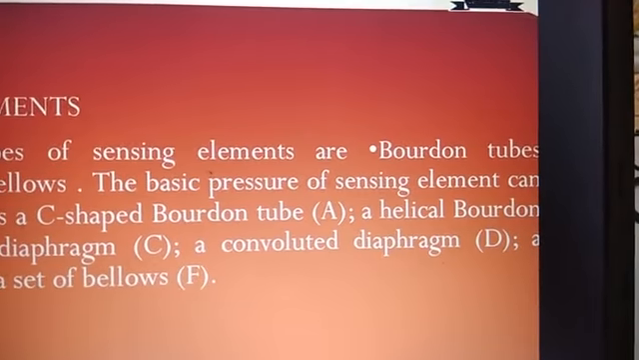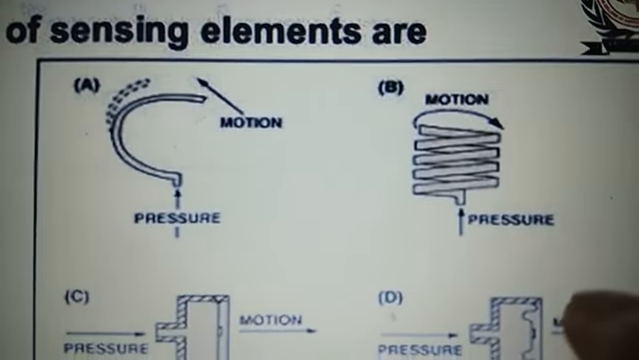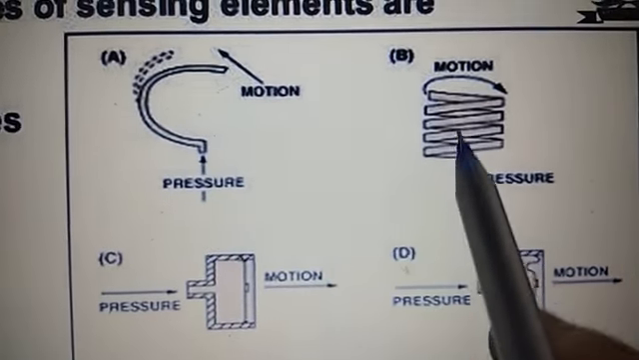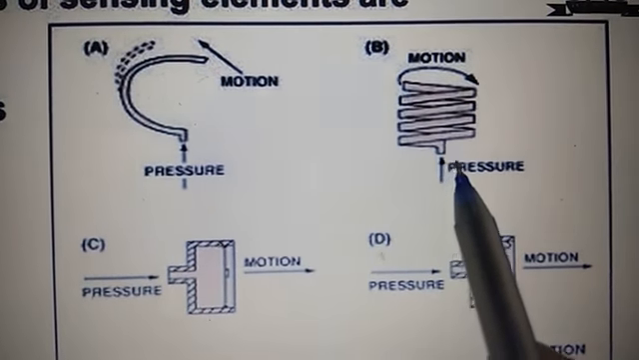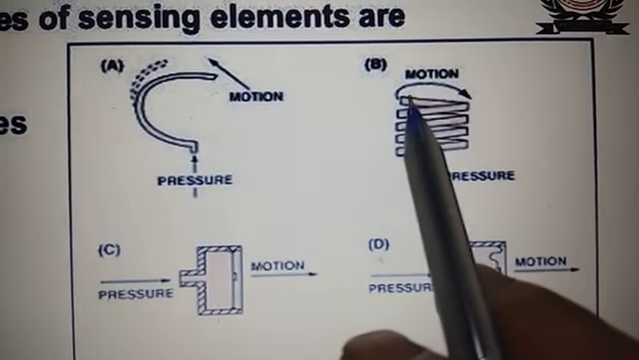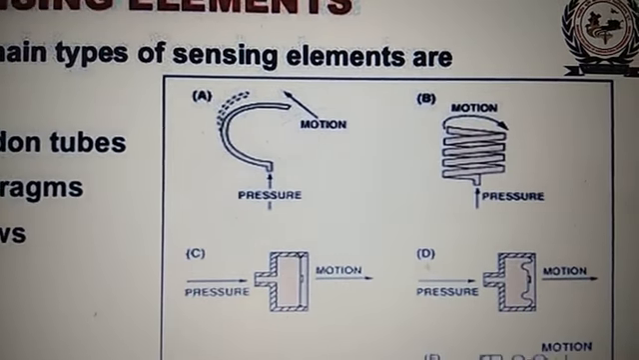Then figure B is the helical Bourdon tube. You can observe the structure of the helical tube. The pressure is applied here, mechanical pressure. Then there will be motion of this helical spring type, and this motion is calibrated as pressure.